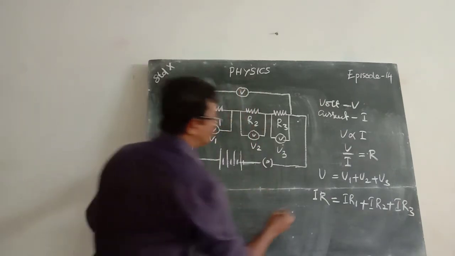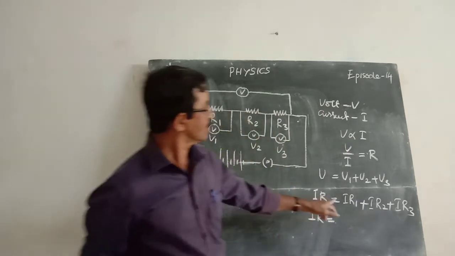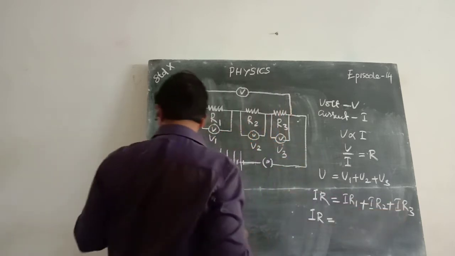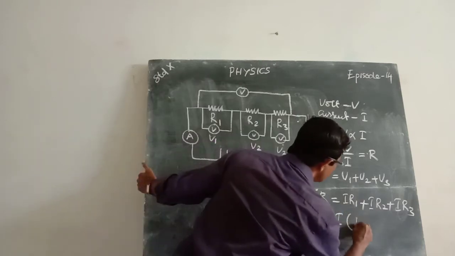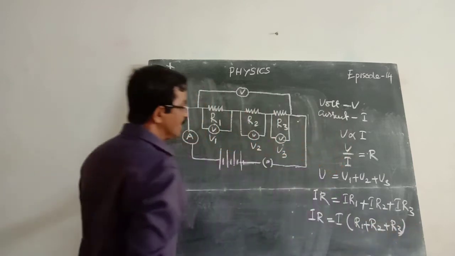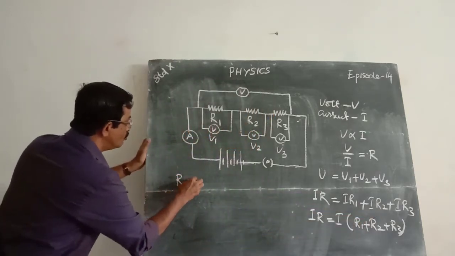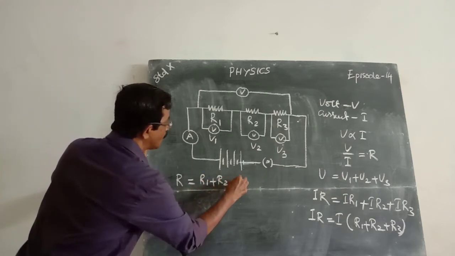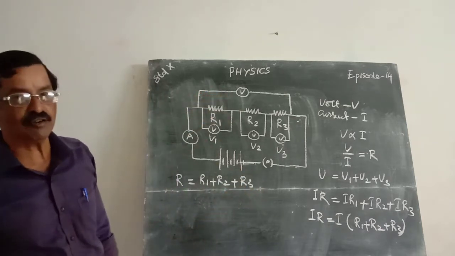See, IR is equal to I into R1 plus I into R2 plus I into R3. From these, we can take I common. Then what will come? R1 plus R2 plus R3. That means we can cancel I from both sides. Then we get R is equal to R1 plus R2 plus R3. That is the total resistance in the circuit.